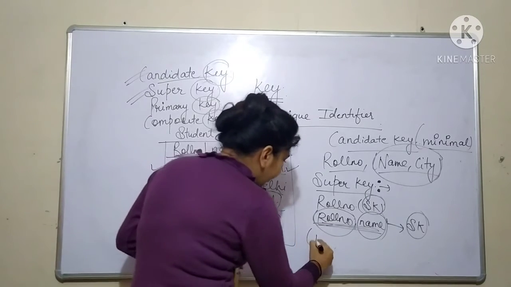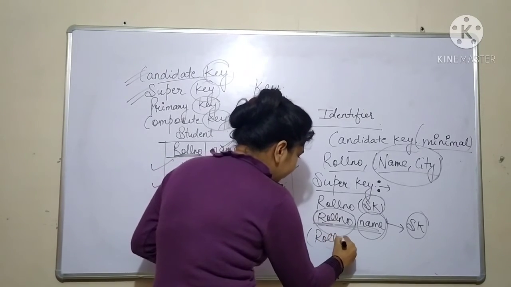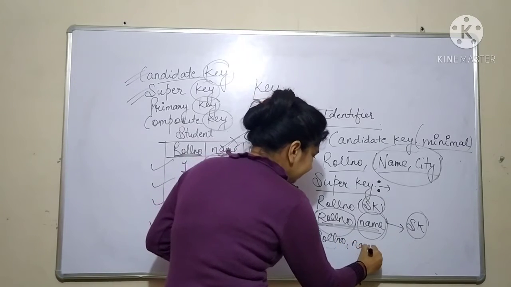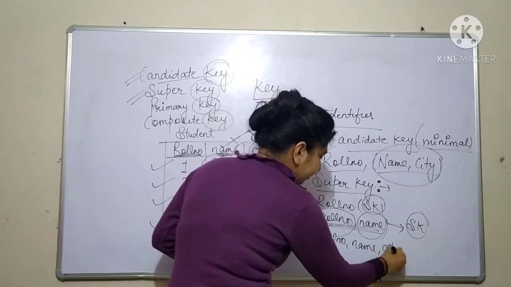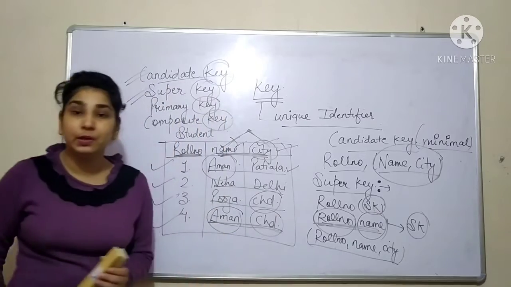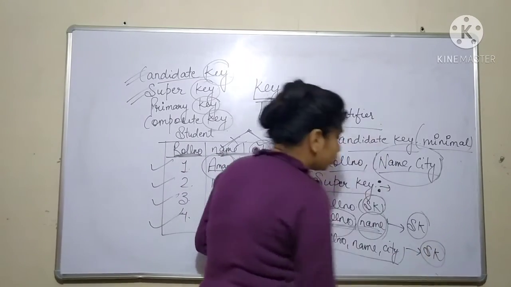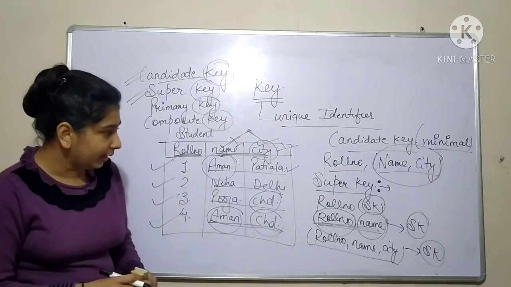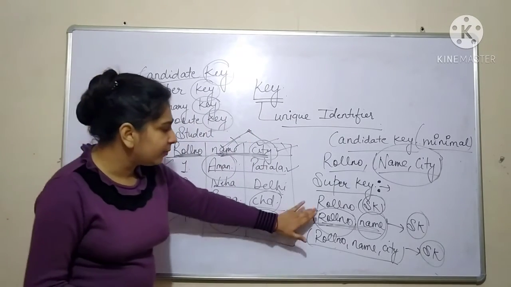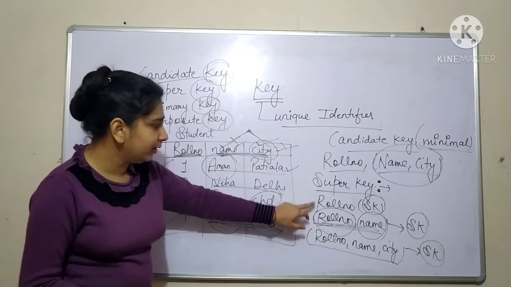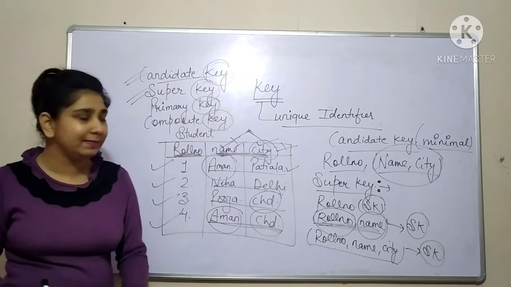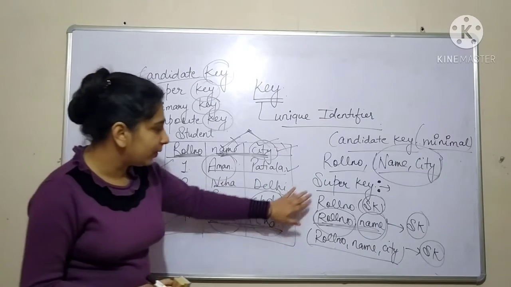So if you look at roll number, name and city, it is also going to be your super key. So you can add any number of attributes to your minimal key. That would be your super key.